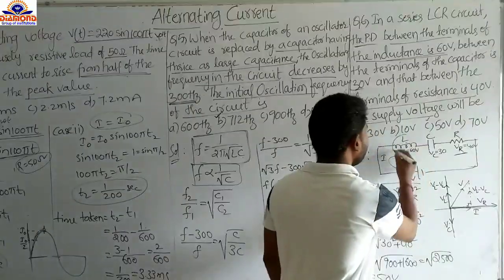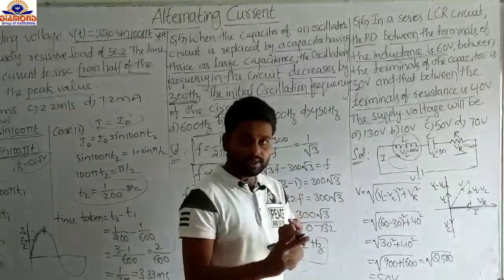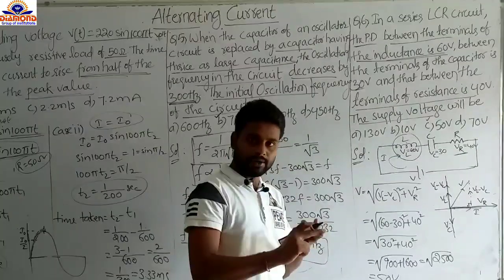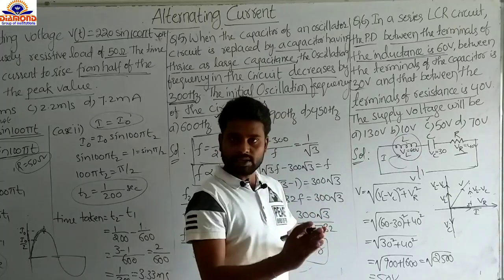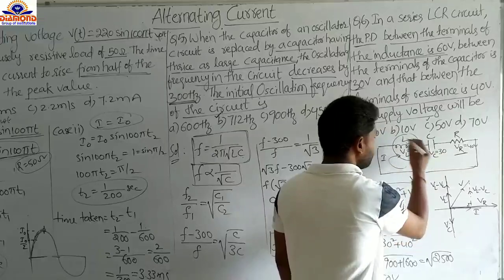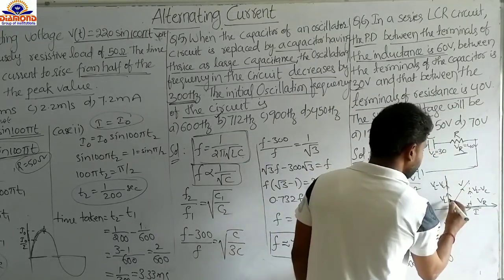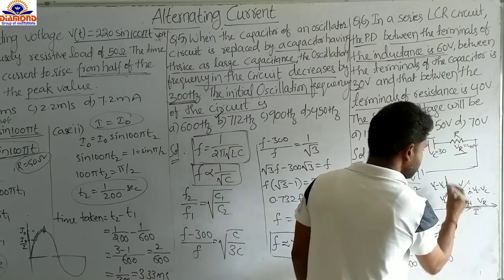Next, let's look at the inductor. I already said the voltage leads the current by pi by 2, or the current lags the voltage by pi by 2. So the voltage across the inductor leads the current. This is the current, and the voltage leads by pi by 2. That means the inductor voltage is in this direction.